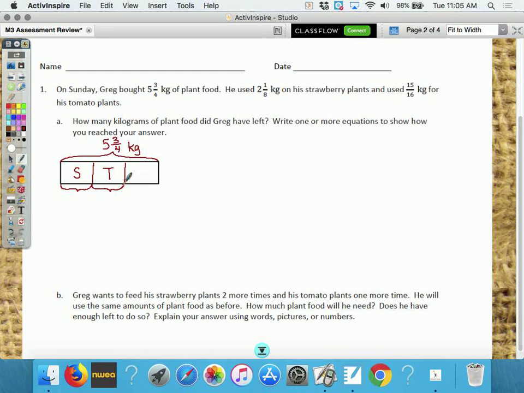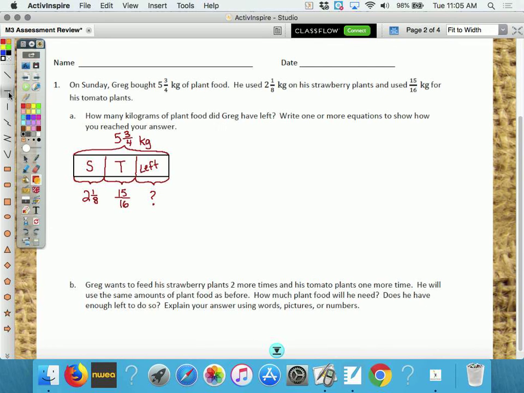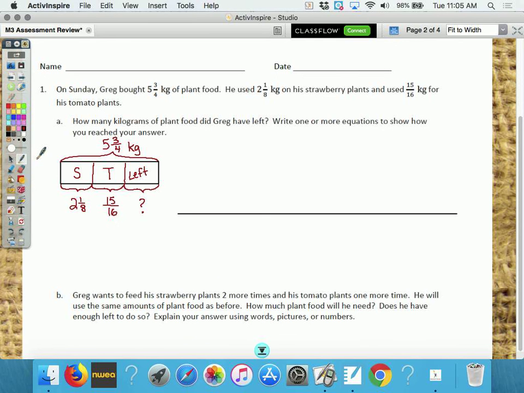It's the same thing. So he used 2 1/8 on his strawberry plants and 15/16 on his tomato plants. And the question is asking, how much plant food does he have left? Okay? Is this a two-step problem? Yes. So let's draw a line so that we'll save room for the second part. So we're going to add, then subtract.